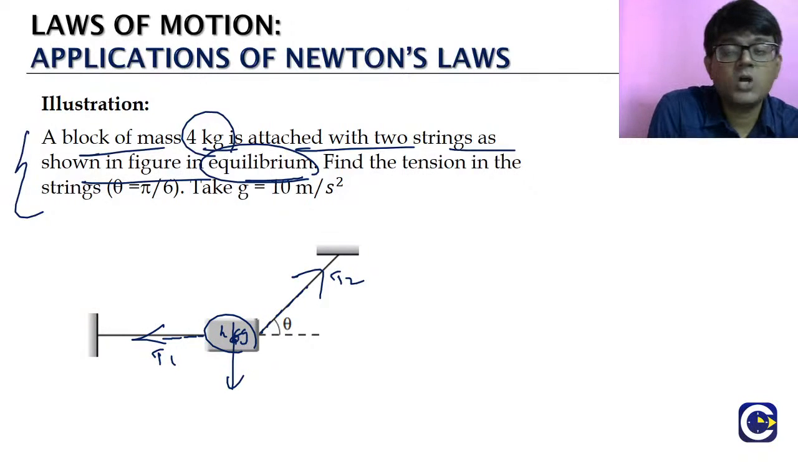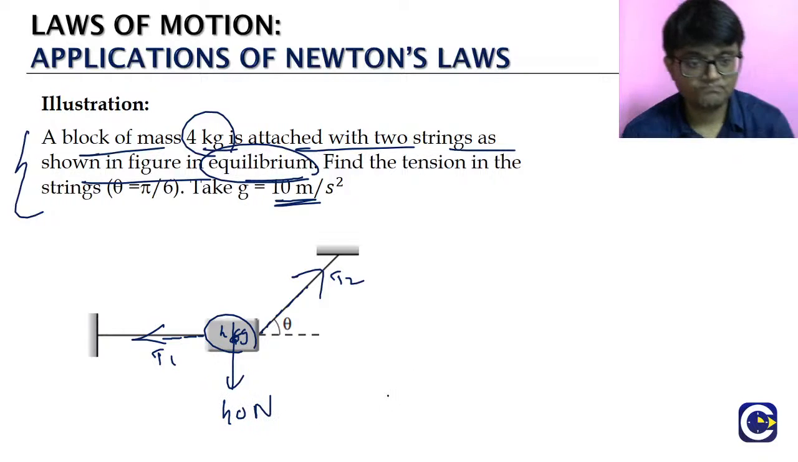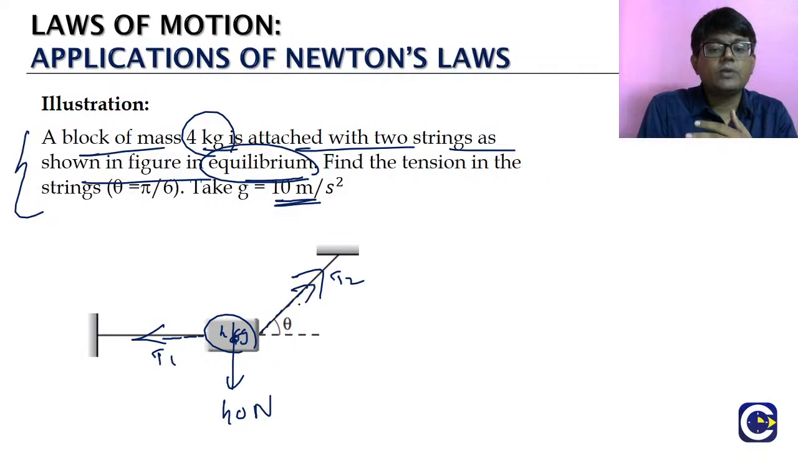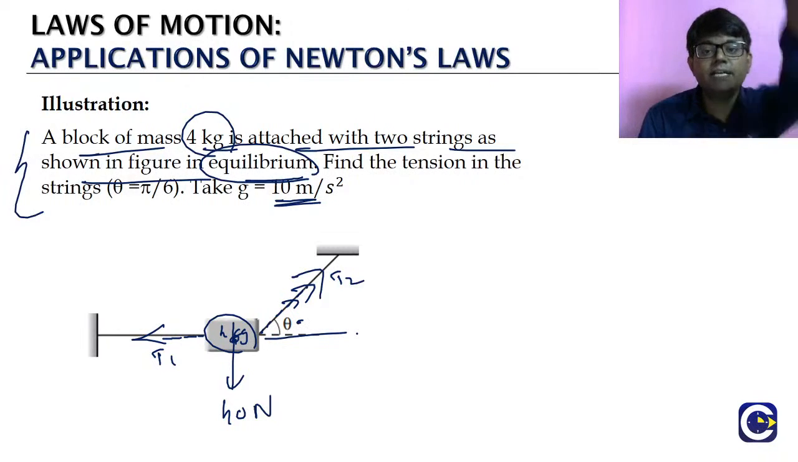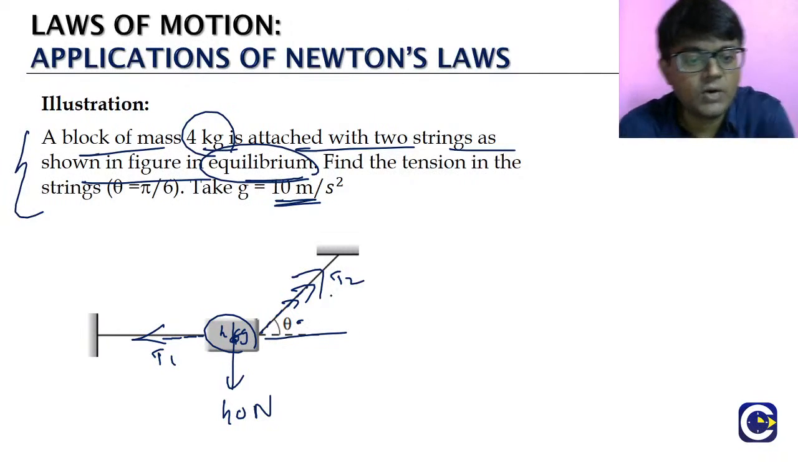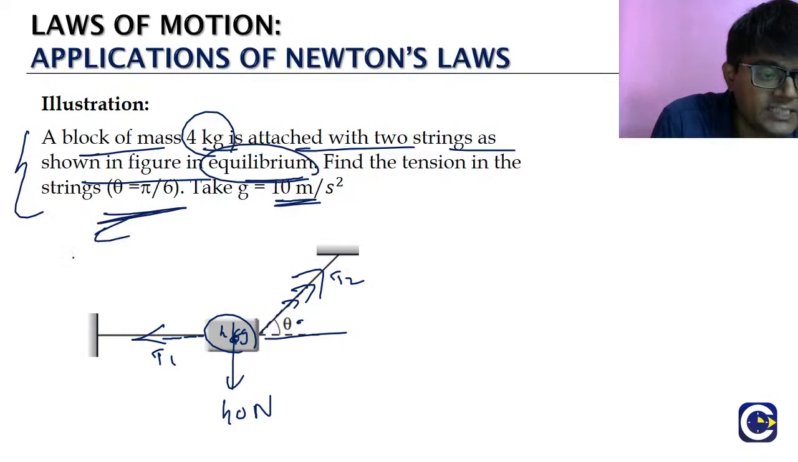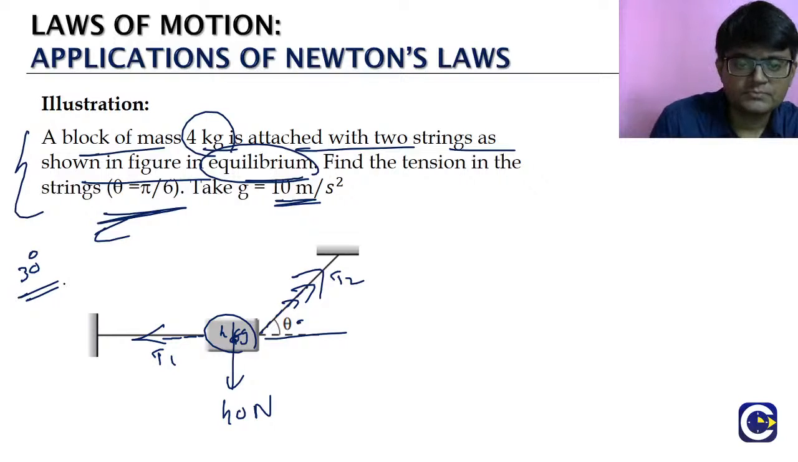Other than the tension forces, the block will have its own weight. What is the mass of the block? 4 kg, right? Weight means m into g, 4 into 10, which is 40 newtons. And by the way, the T2 will be along the rope, which means it will be making an angle theta with the horizontal. What is the theta value, by the way? Pi by 6, which means 30 degrees.